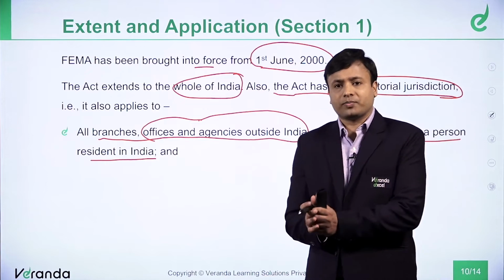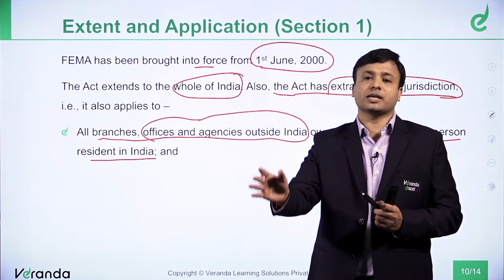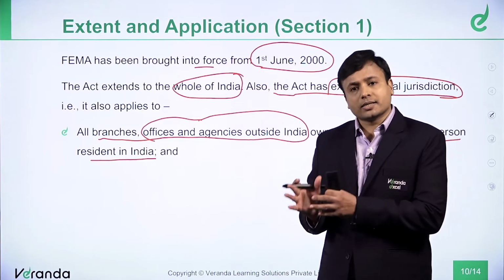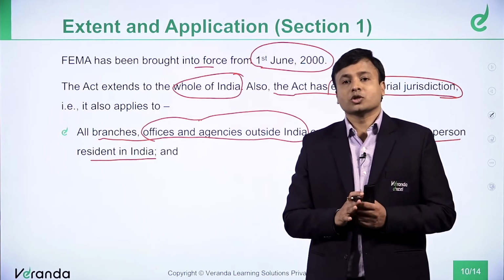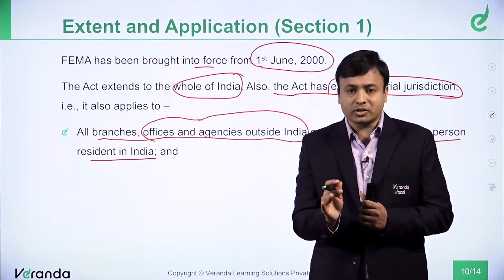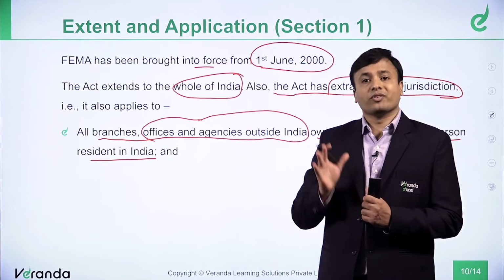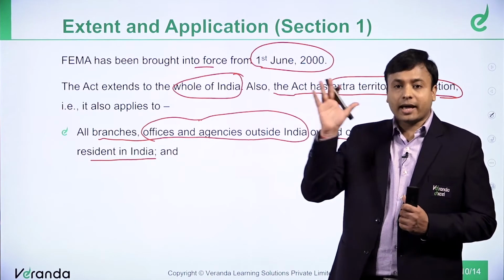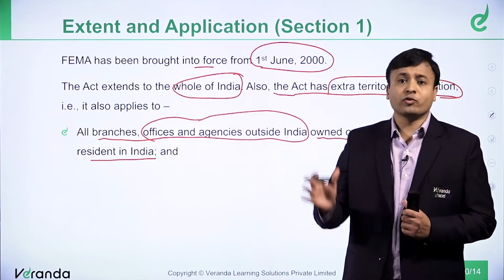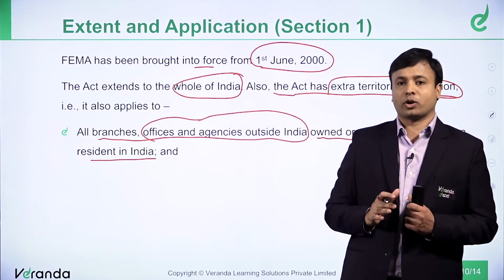Say for example, take the case of Reliance. Now Reliance has a branch office in USA, in California. So now this branch office belongs to whom? This branch office belongs to Reliance, owned by Mukesh Ambani, who is a resident of India, and hence the law of Fema will also apply to this branch which is situated in California.